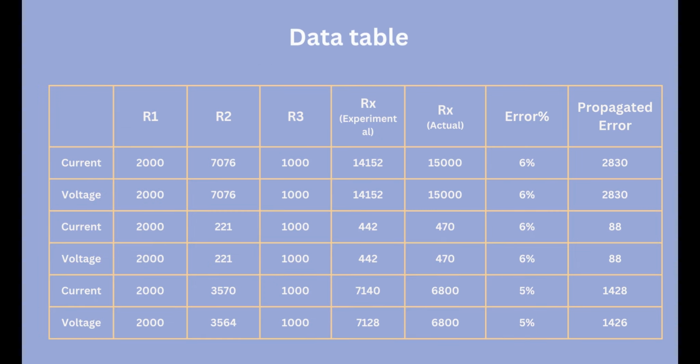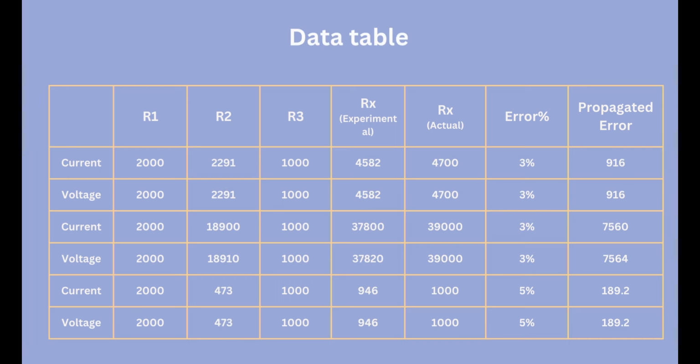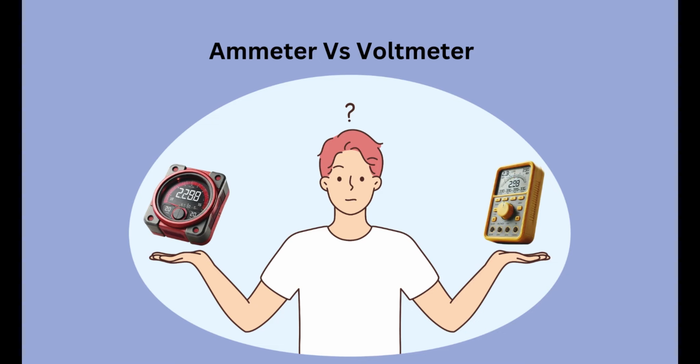After conducting multiple trials and recording the data, we can now analyze our results. By analyzing the data, we can see that the error percent is not very high, which means that we could successfully determine the value of the unknown resistor. However, there may be some sources of error that could have affected our results. For example, the precision of the resistors and the accuracy of the meters could have introduced small errors.